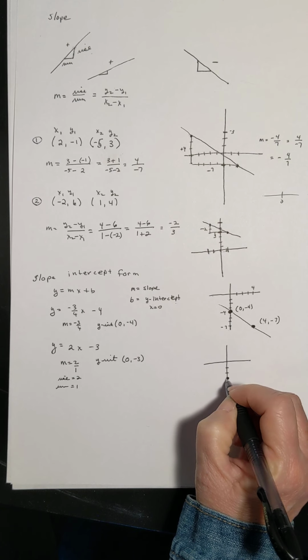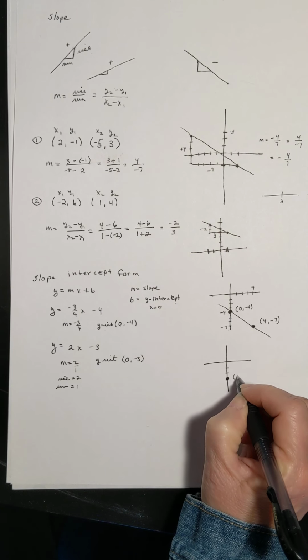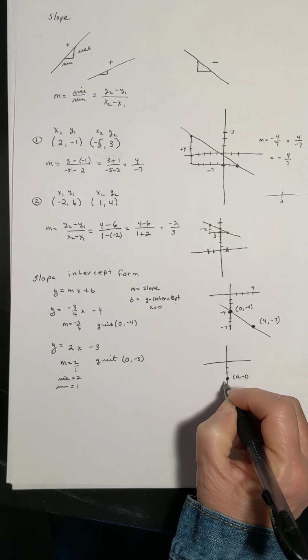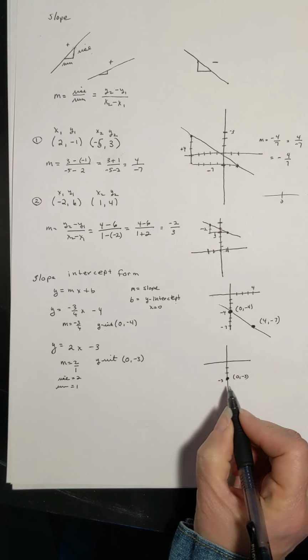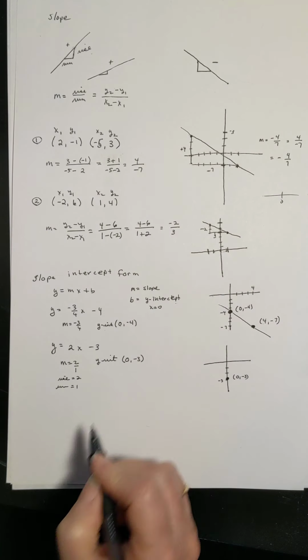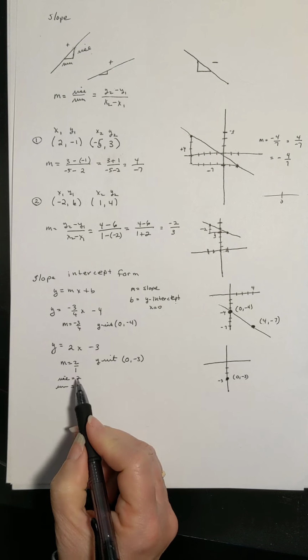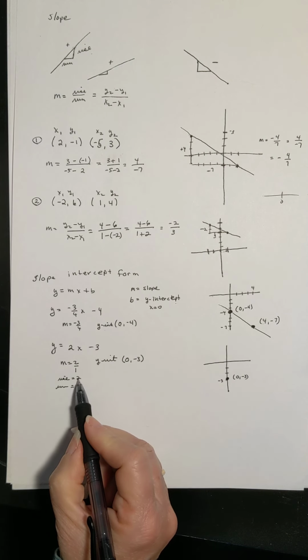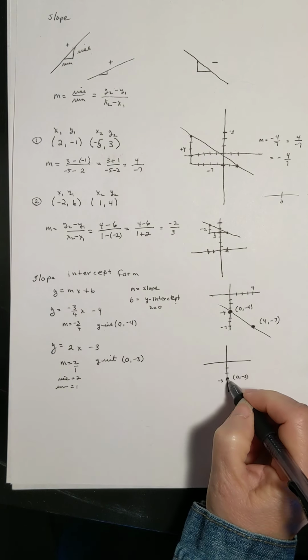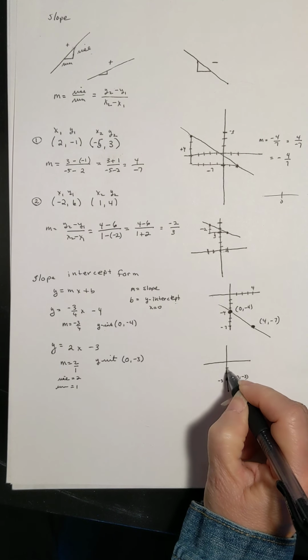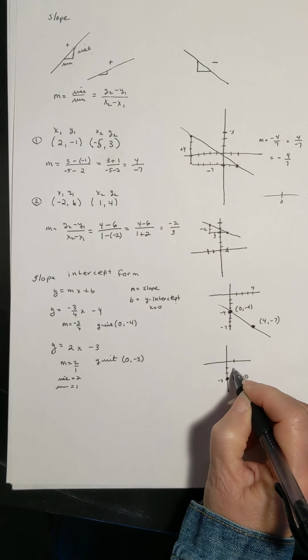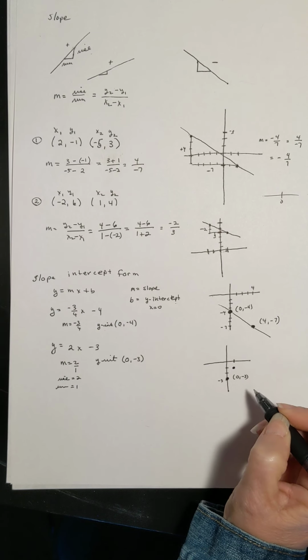All right, so I'm going to start at the point 0, -3, because I have to have a place to start. So you want to start where your y-intercept is. That's the point. And then you're going to use your slope. So this says I'm going to go up 2 and over 1. So I'm going to start here, and I'm going to go up 2 and over 1. And that would give me my second point.